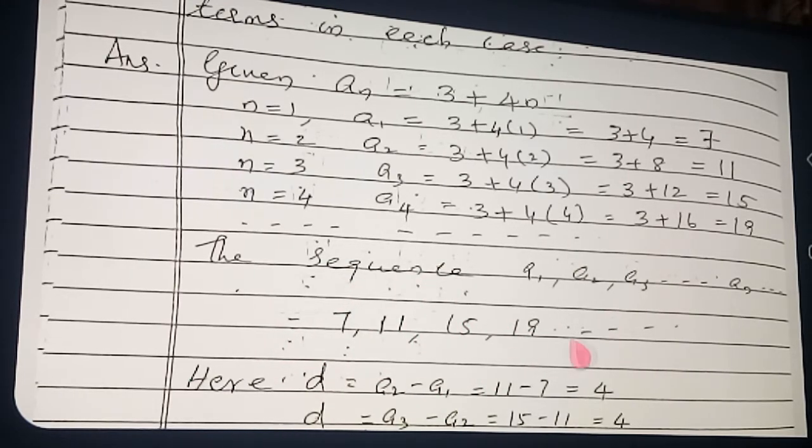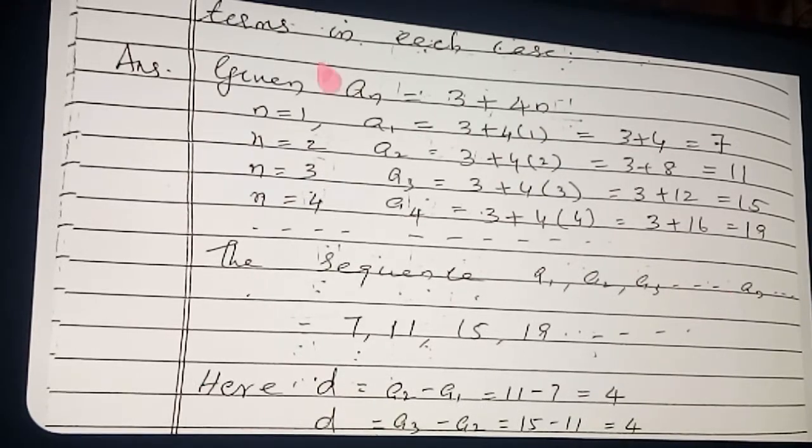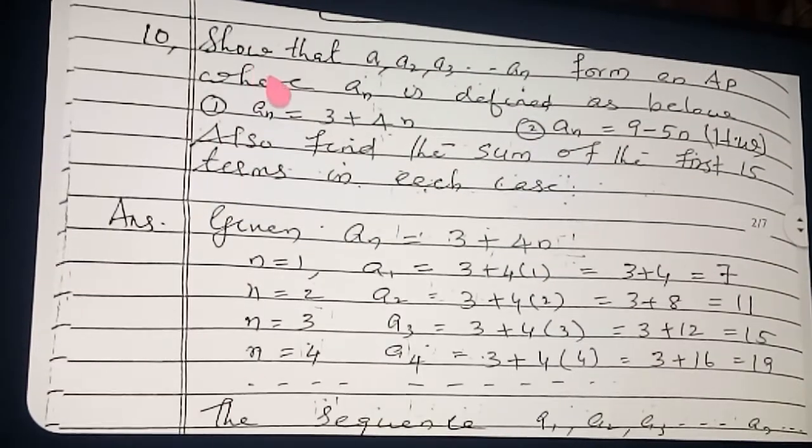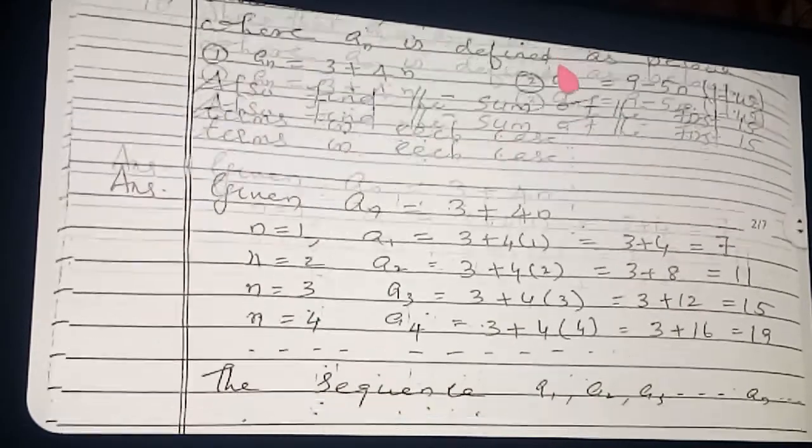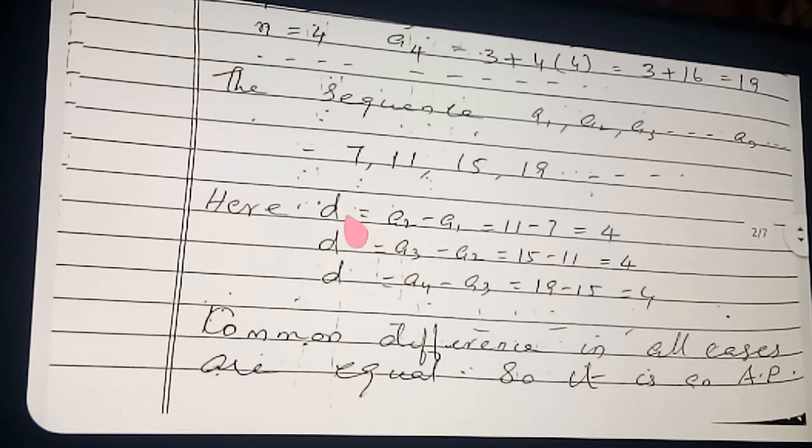Now you verify whether this A1, A2, A3 is an AP or not. That is your question. So show that this A1, A2, A3, An forms an AP. How will we verify? We will verify D 2-3 times. Finding D, what are you getting? 4. So here the common difference is the same. Therefore it forms an AP. First find A1, A2, A3, etc. Then you verify D in 2-3 places. If the common difference comes the same, then you can say it forms an AP. Okay, students? Got clear now?